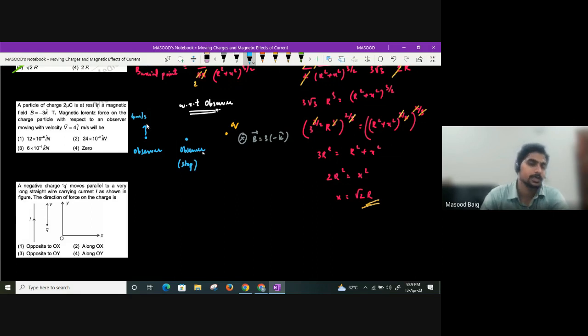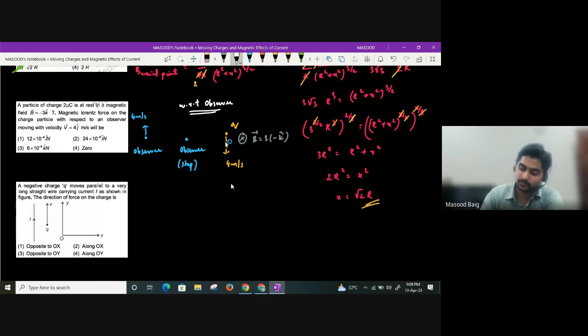What all quantities are there to the observer? I am giving it to the charge, in the opposite direction. So please tell me, what is the velocity of the charge with respect to the observer? It will be 4 minus j cap.